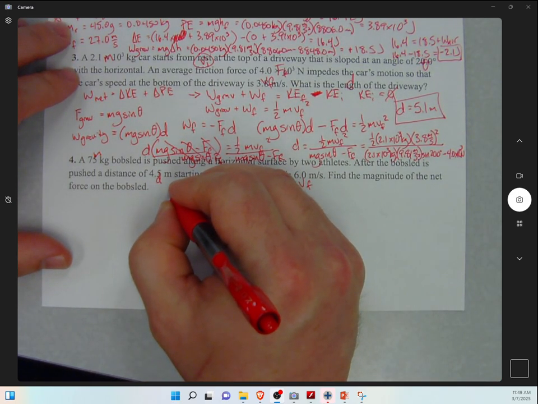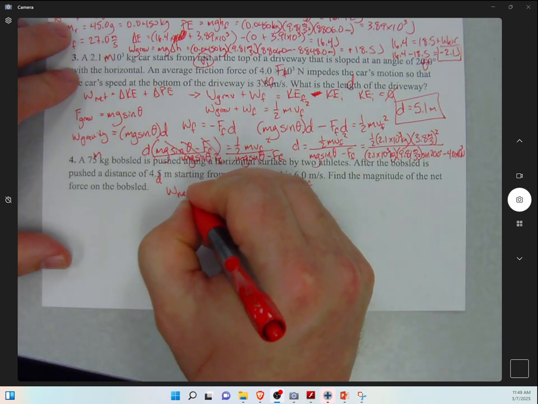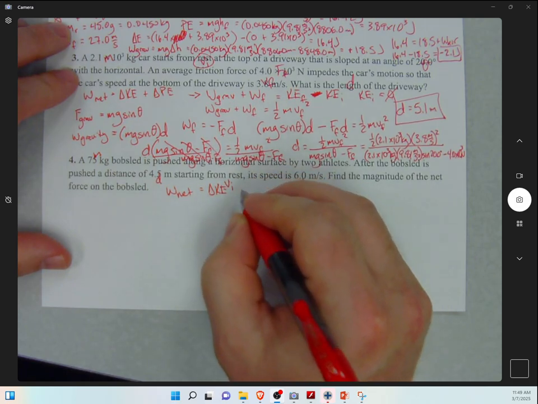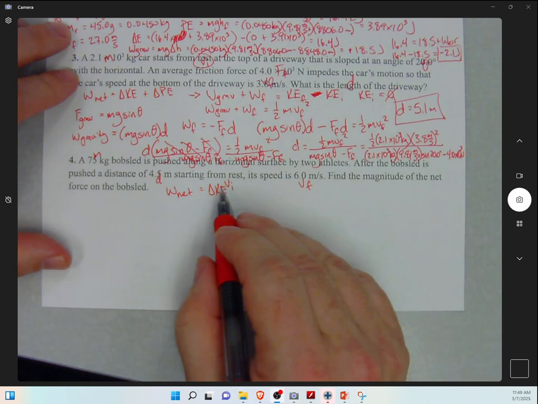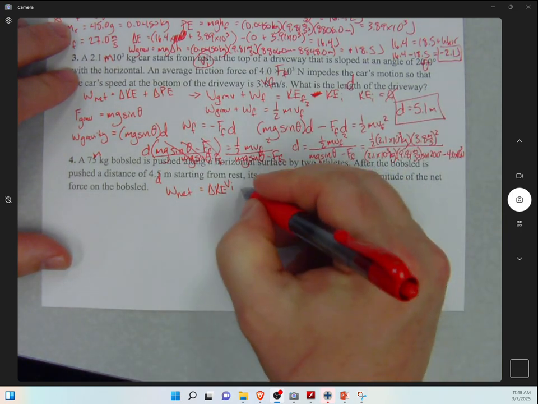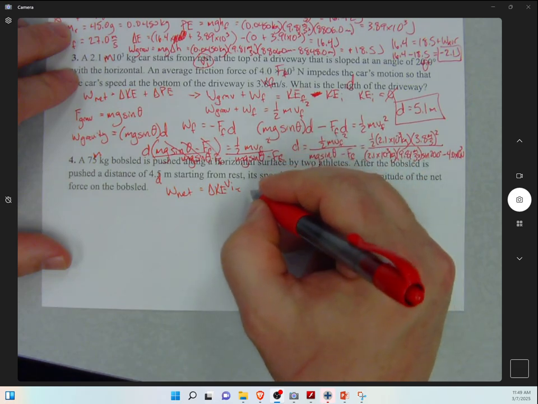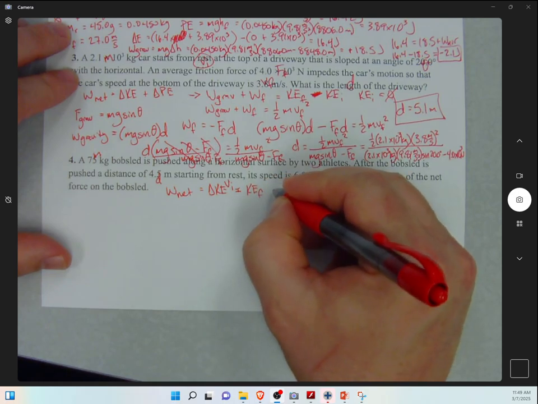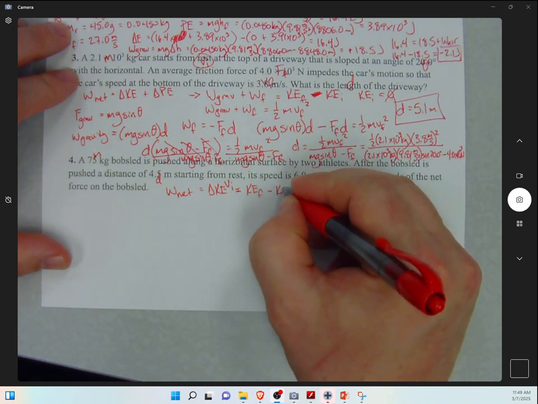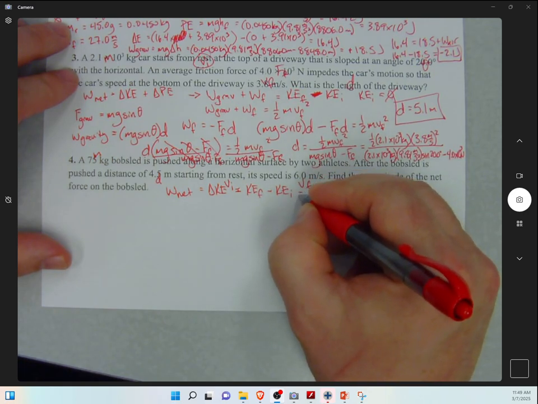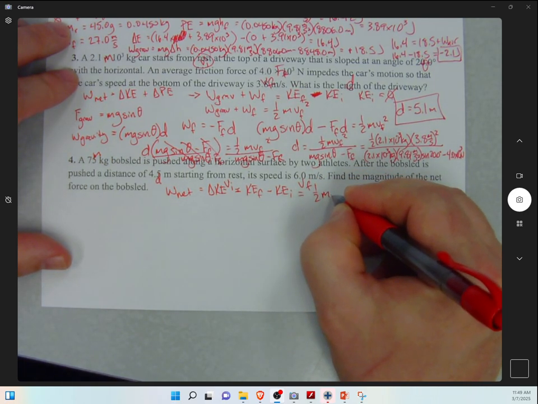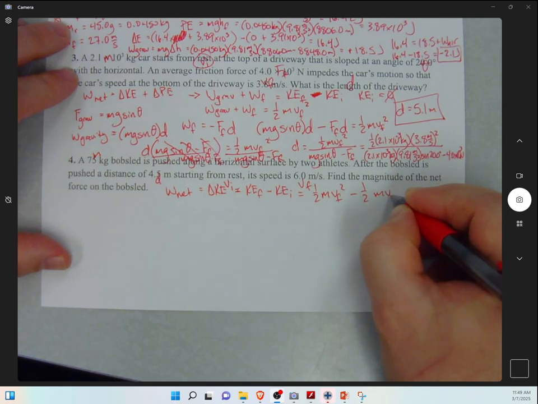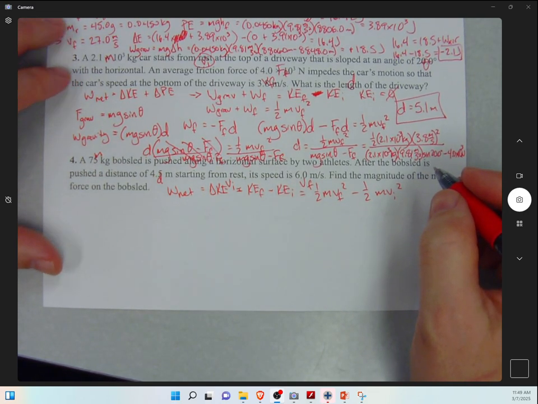Again, we're using the work energy theorem here. Net work is equal to change in kinetic energy. If we have no potential energy here, we don't have to worry about potential energy. So that means this is simply whatever the final kinetic energy is minus the initial kinetic energy, which is to say, 1/2 mv final squared minus 1/2 mv initial squared.